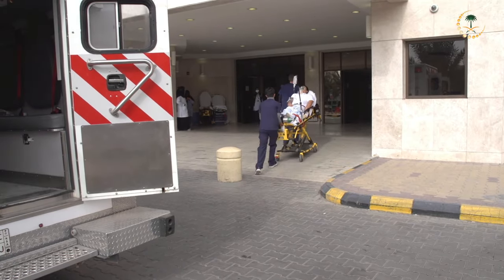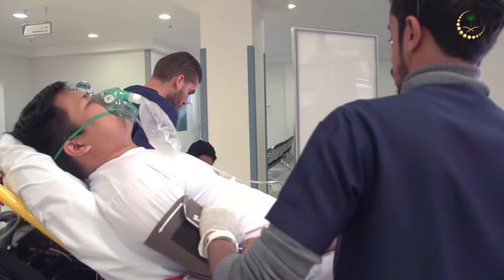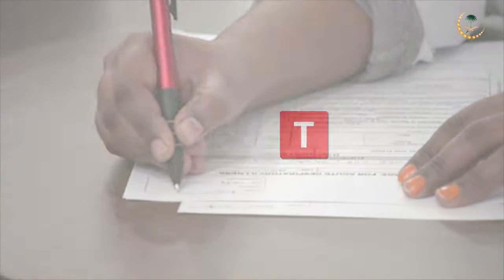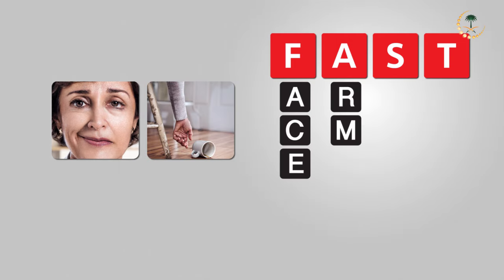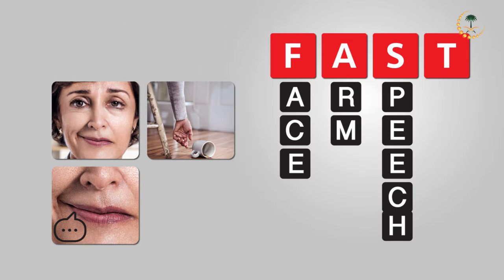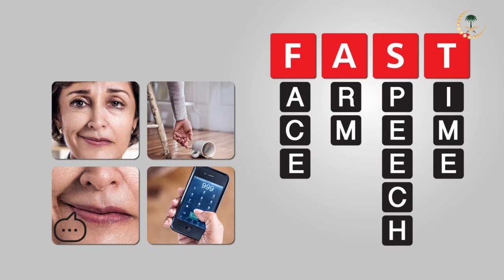Upon arrival at the emergency department, the triage nurse assesses for a potential stroke using the FAST screen, with F for facial asymmetry, A for arm or leg weakness, S for speech disturbance, and T for time of symptom onset.